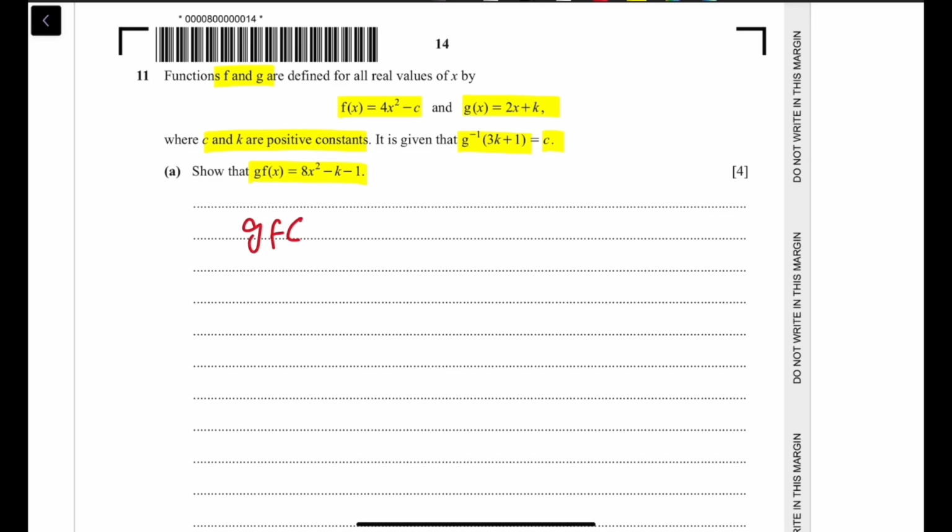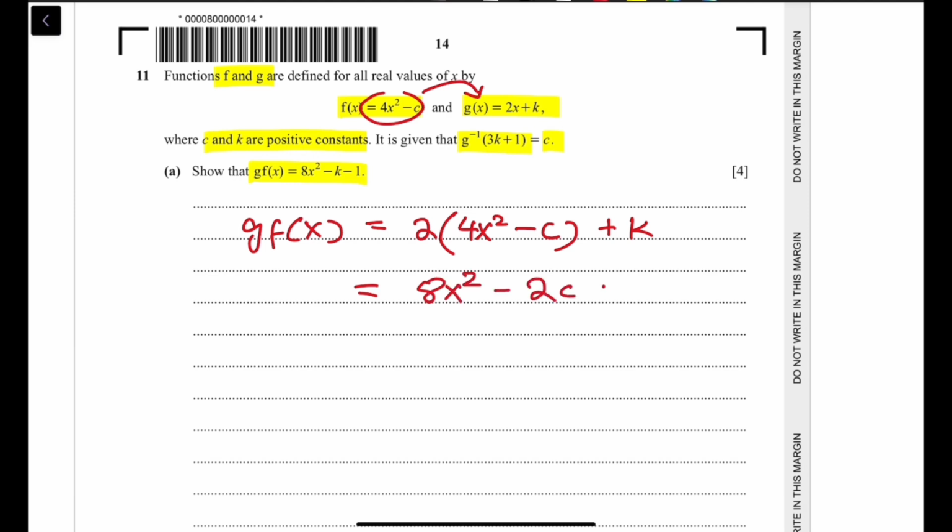So g f of x is just substituting f into g. So 2 times 4x squared minus c plus k. Expand that to get 8x squared minus 2c plus k. As you can see, there is no c involved, so we're going to have to find out what c is equal to. It's given this inverse of g of x.